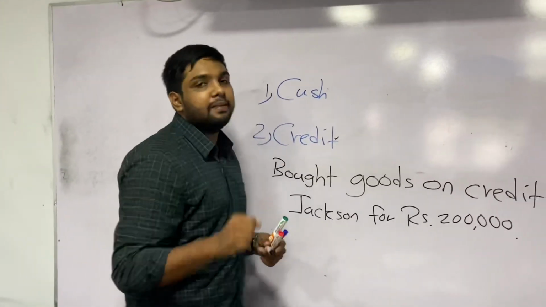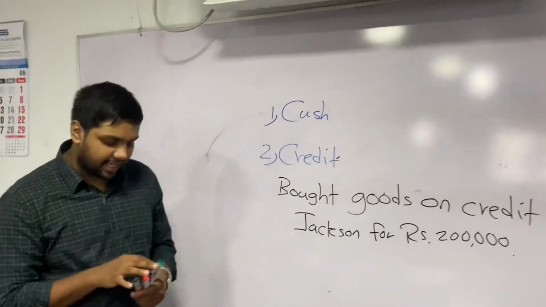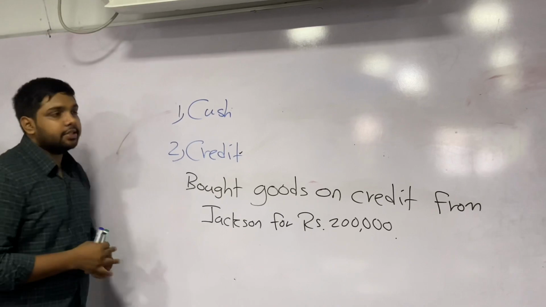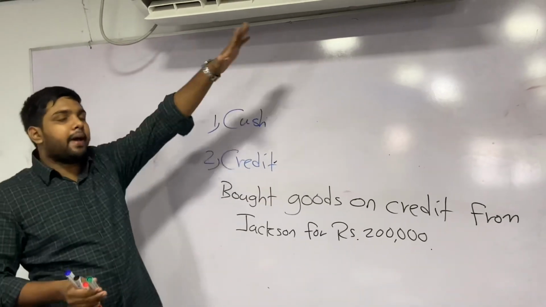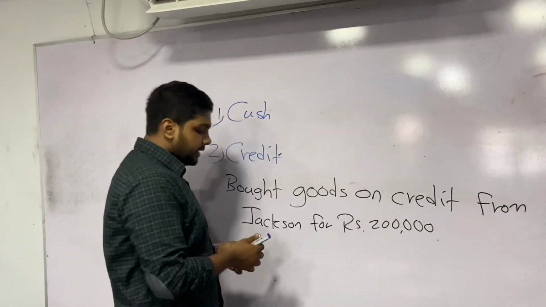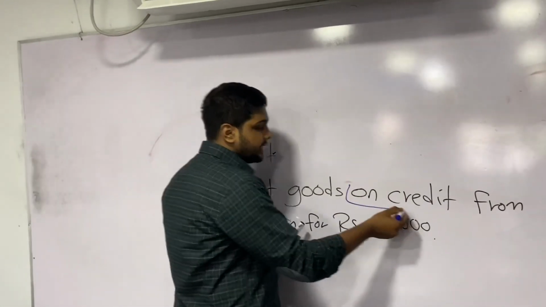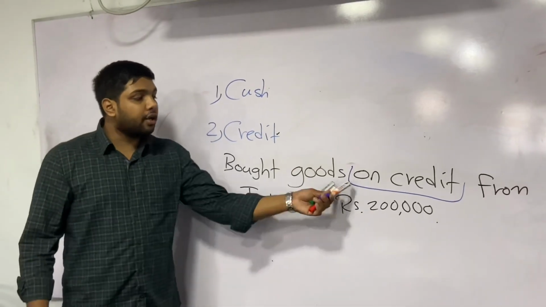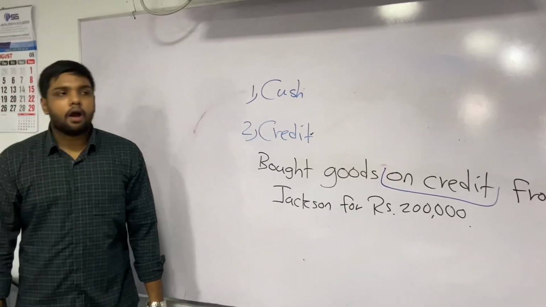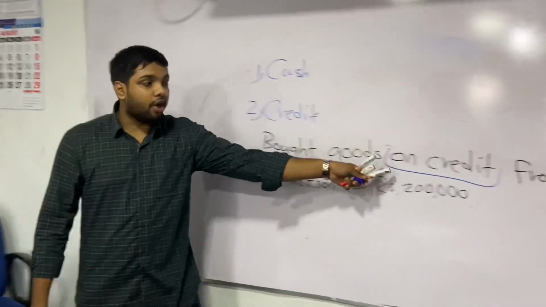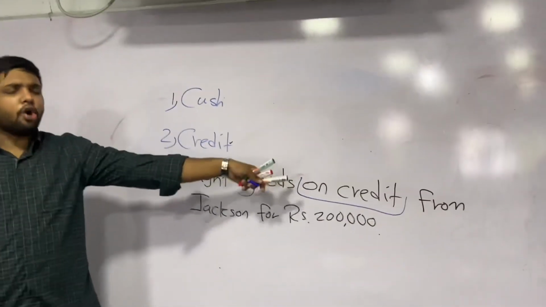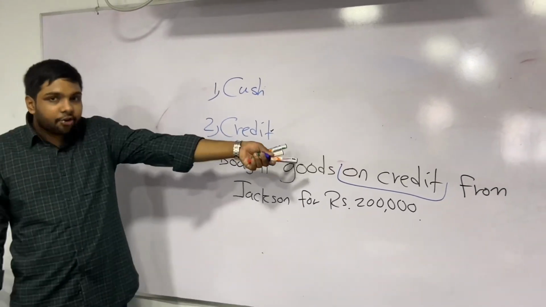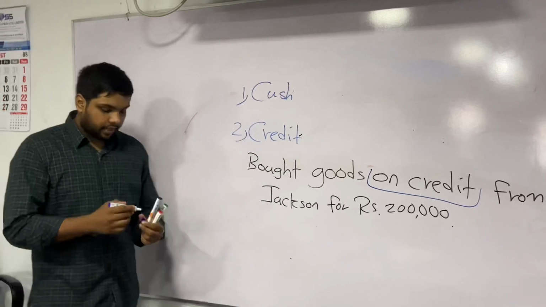Now, see, I'm going to play mind games with you. Look at the screen. If I ask you what type of transaction this is, you will hop and jump and say, sir, this is a credit transaction. If I ask you how, you will show me these two words, sir. On credit is there, no? On credit is okay. Good. On credit is there, right? Okay, good, cool.